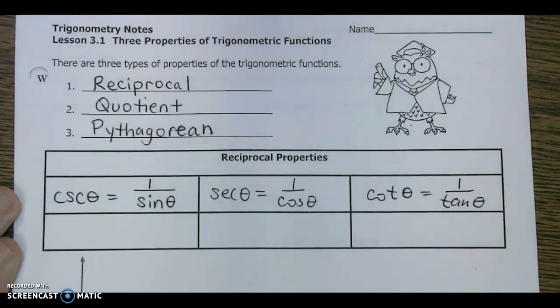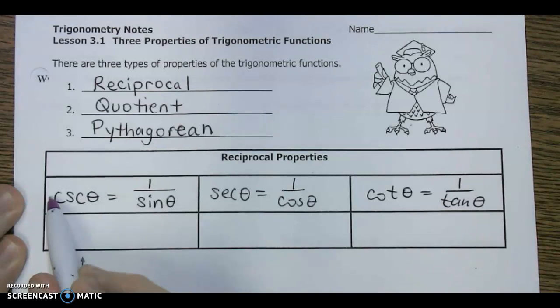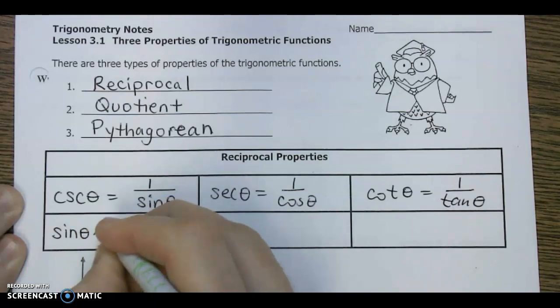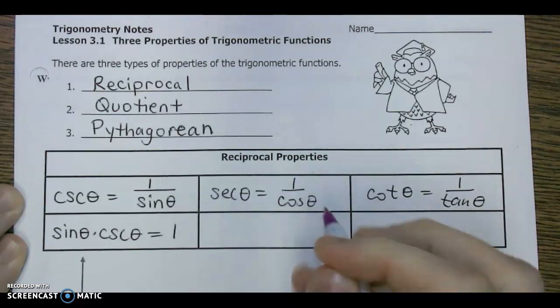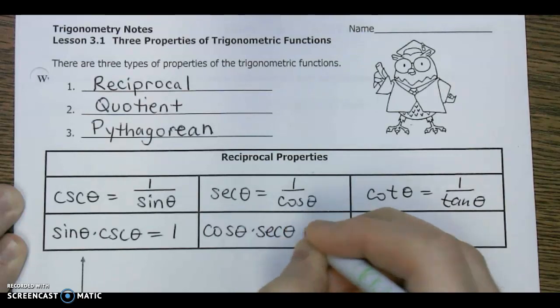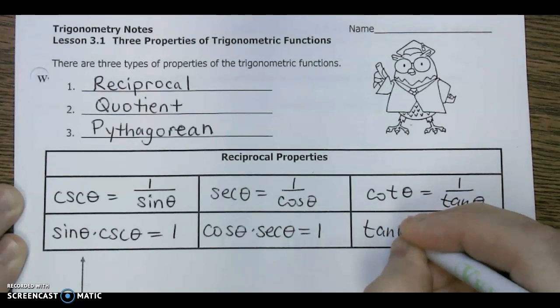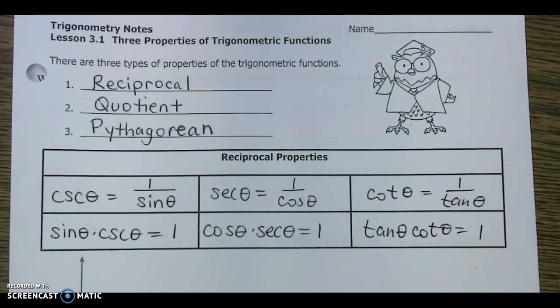Now we're going to take those three properties and manipulate them to look like new properties, but really they're the same thing written in a different way. We're going to multiply sine over to the other side, and that would give us sine theta times cosecant theta equals 1. If I multiply cosine to the other side, I get cosine theta times secant theta equals 1. If I multiply tangent, I get tangent theta times cotangent theta equals 1. So that's your first set of properties.